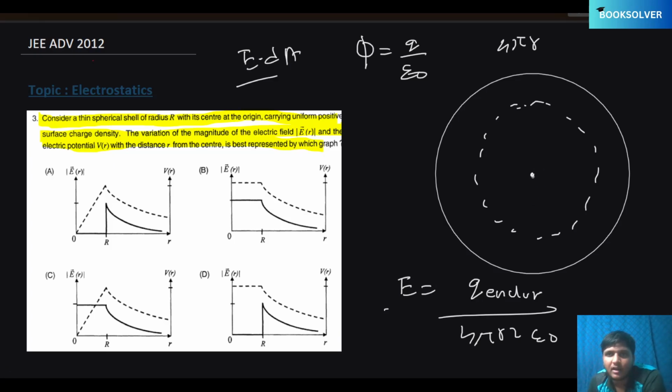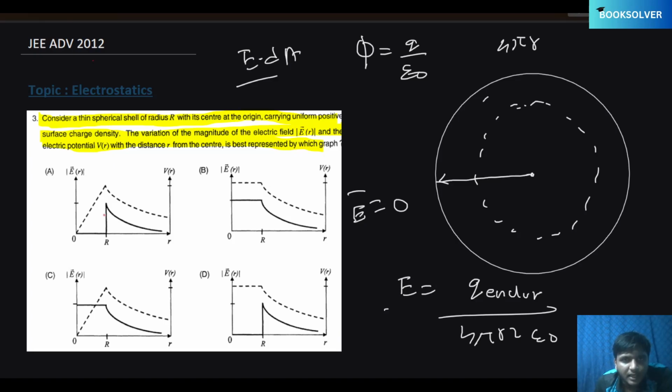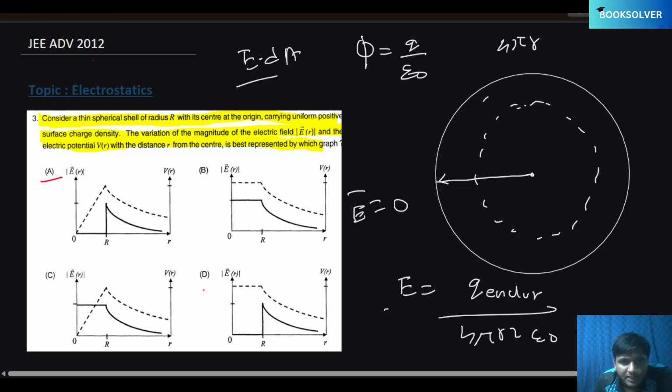But inside, there is absolutely no charge in between this surface. So you can make any kind of surface inside and there will be no charge, which means E will always be equal to 0 inside the radius. You can see in option A and option D. The rest are showing a constant electric field here, which seems to be incorrect.